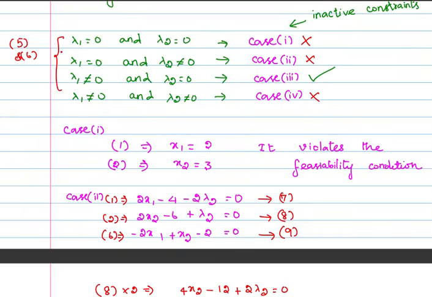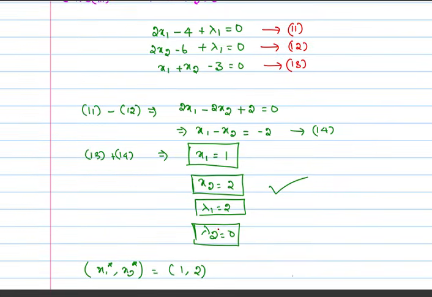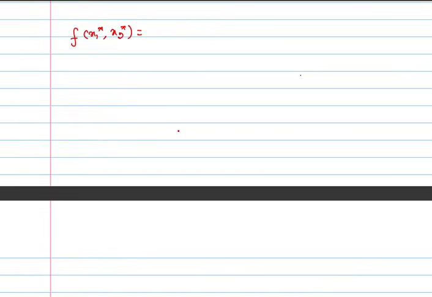So what is case 3? Case 3 is lambda 1 is 2, lambda 2 equal to 0. These satisfy the non-negative conditions. x1 is 1, x2 is 2. So this is the feasible region. So now I want to find f of x1 star comma x2 star. This is the minimum value. x1 is 1, x2 is 2.